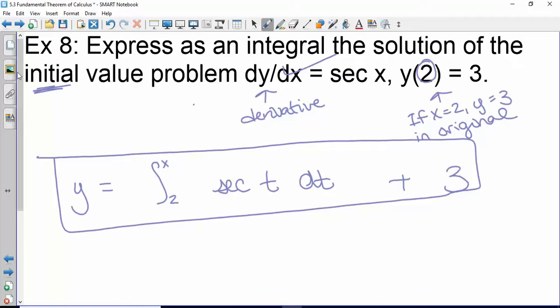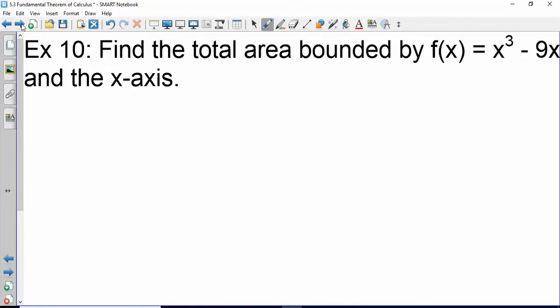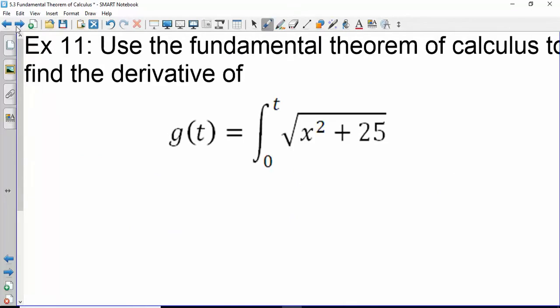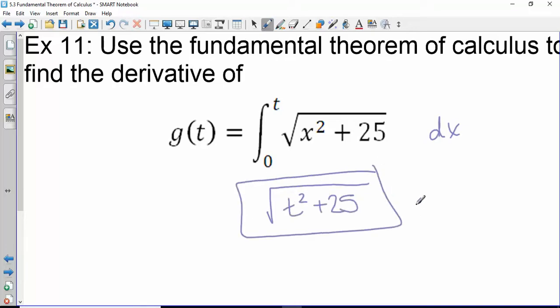Okay, I want to go to example 11. If I want the fundamental theorem of calculus to find the derivative of this, I should have a dx on the end. Sorry about that. Typo on my part. Anytime you have an integral, you should have a d something on the end. So the fundamental theorem of calculus says if I do the derivative of this, what happens? And what will my variable become now? Square root of t squared plus 25.